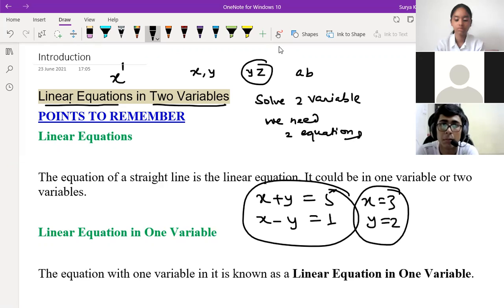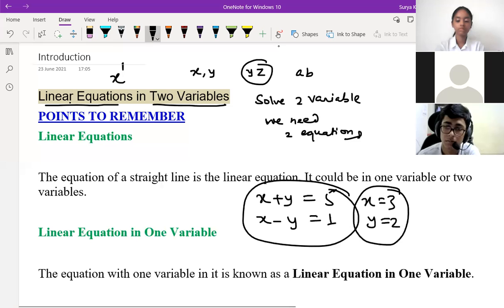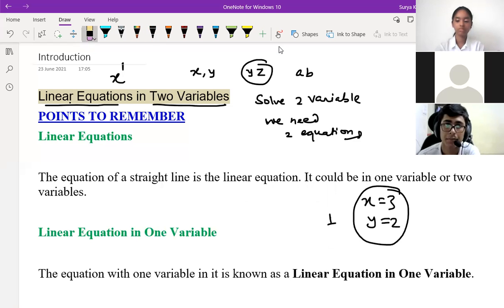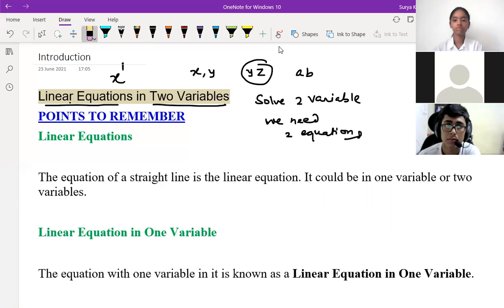Okay, is it clear? Yes, sir. So to solve two variables, we need two equations also. To solve two variables, we need two equations.